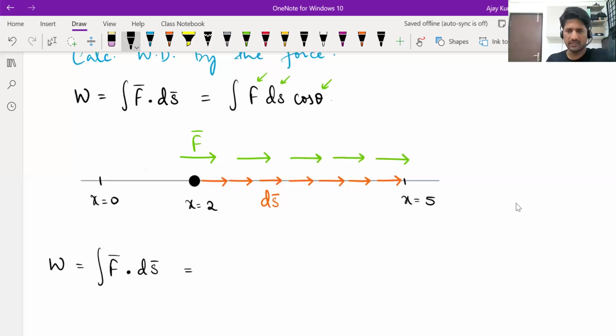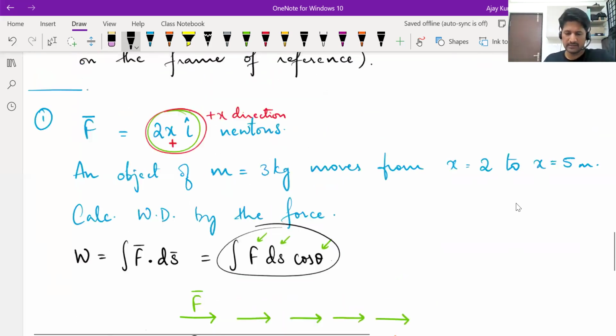You can write it as F ds cos theta. You can use this formula. Integral. Since x is always positive, the magnitude of the force can be written as 2x. Not an issue. If there is a chance of x becoming negative, then magnitude cannot be 2x, because magnitude of a vector can never be negative. Direction plus minus you can have, but magnitude cannot be negative. So you need to be careful there.